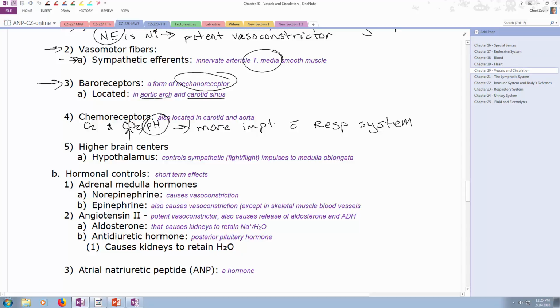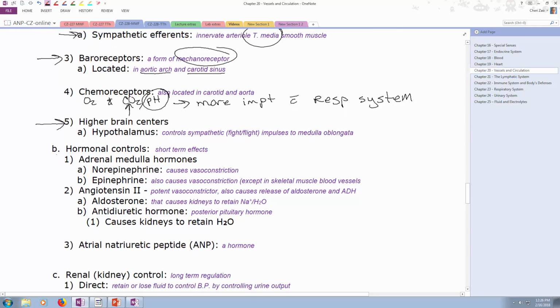manipulated by this system. Other systems, which is actually part of the central nervous system, higher brain centers, hypothalamus, remember that's the ANS center. ANS, autonomic nervous system, means fight, flight, rest, digest, sympathetic, and parasympathetic. And medulla oblongata is under control by the hypothalamus. And so whenever there's a sympathetic increase, you will have sympathetic output to the medulla oblongata, which will also increase its output.